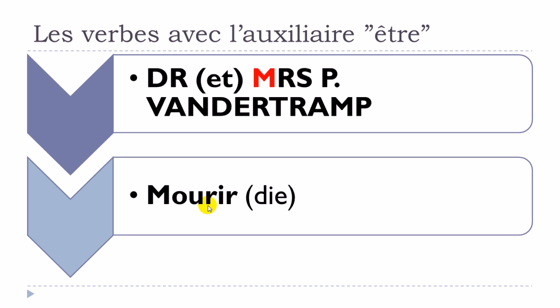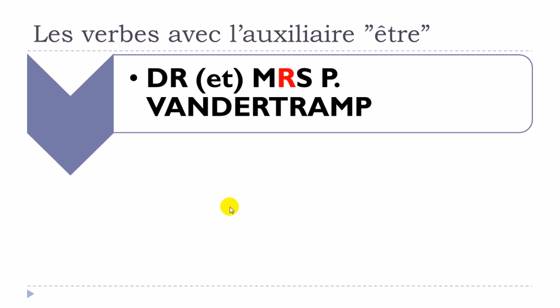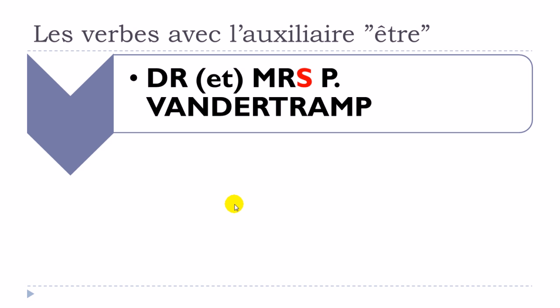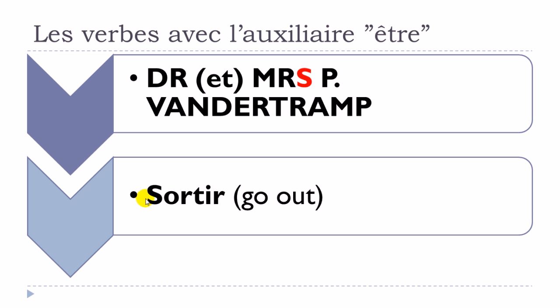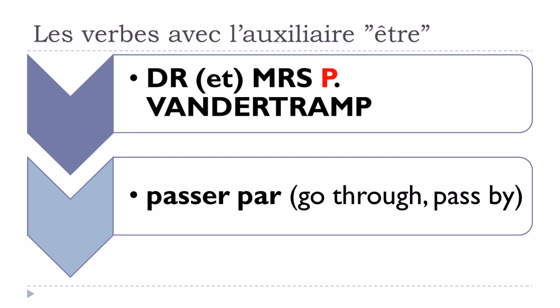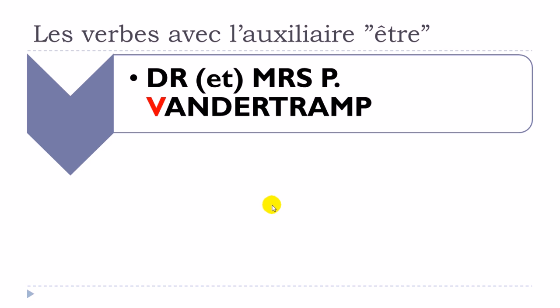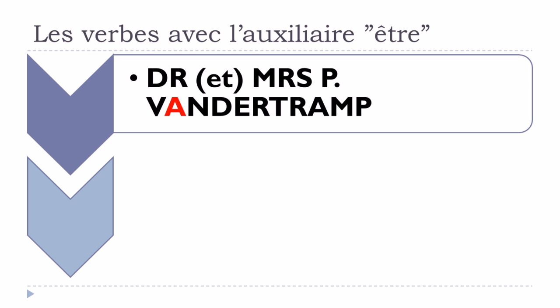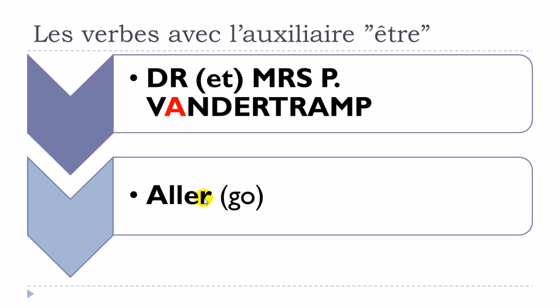Then M will be for mourir. Mourir. R will be for revenir. Revenir. Then we'll have S, and it will be for sortir. Sortir. P. Passer par. Okay? Passer par. Then V. Venir. Okay? Venir.